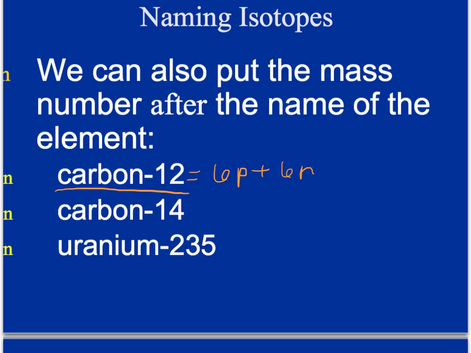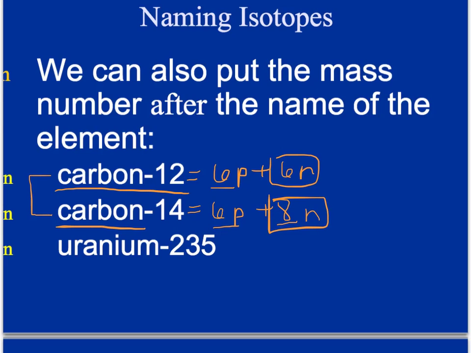And then we have carbon-14. We know if it's going to be an atom of carbon, it's going to have to remain with 6 protons. But how many neutrons are we going to have here? Well, I'm hoping you're saying, oh, we're going to have 8 neutrons here. So notice that both of these are still carbon because they both still have 6 protons, but they're considered isotopes of each other because they have different numbers of neutrons.